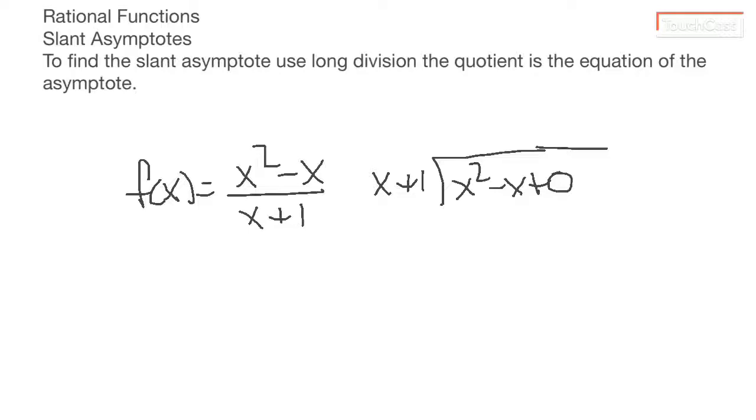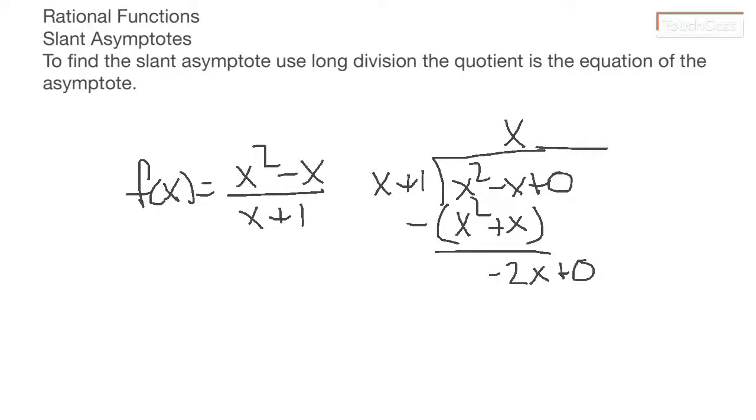So remember from class we did long division with polynomials. We have to ask ourselves, how many times does x go into x squared? Well, that's x times. And then we multiply x by x plus 1. X times x is x squared. X times 1 is plus x, and we're going to subtract that entire expression from x squared minus x. Well, x squared minus x squared, it's gone. But a negative x minus x makes a minus 2x, and then we bring down our plus 0.